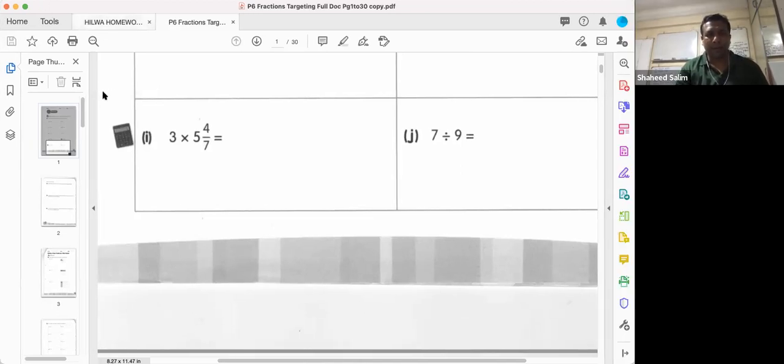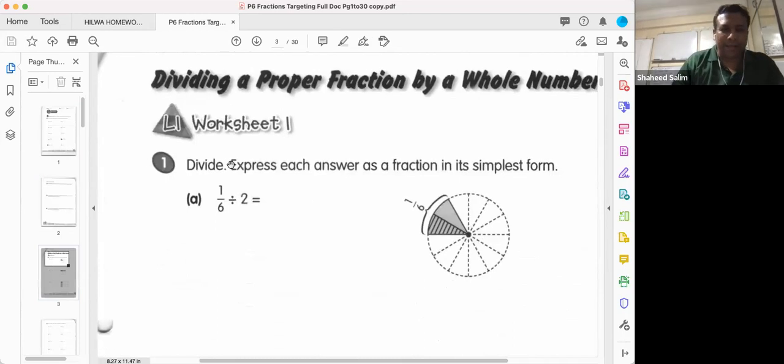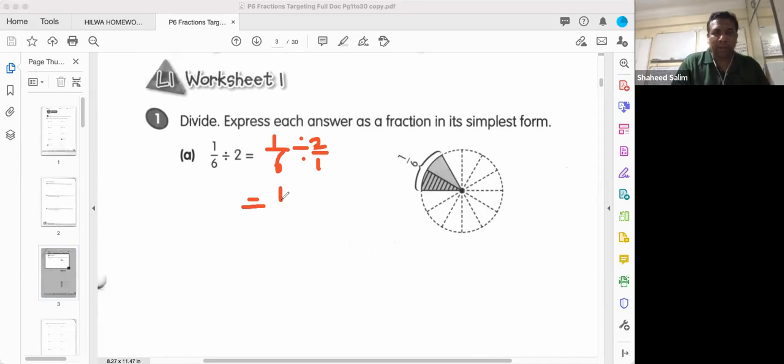Okay, now we're going to move on to the next one. This one is a new skill. Watch carefully, okay? Watch what I do. 1/6 divided by 2. I write like that, it's 2/1, right? We must change to times before we can cancel. Just now you remember it was times. So now I need to change. When I change to times, this is the formula. The bottom number goes up, the top number goes down. So instead of 2/1, it becomes 1/2.